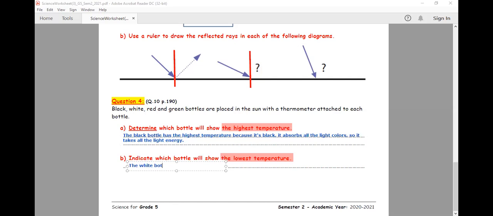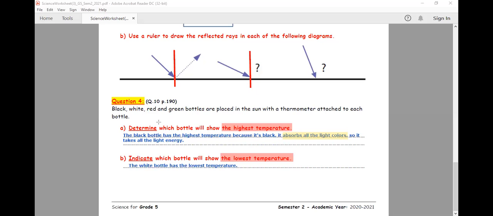The white bottle reflects all the light colors, so it takes all. Okay. So it just takes all the light colors. No, it doesn't reflect. The black bottle absorbs all the light colors. For this reason, it has the highest temperature.